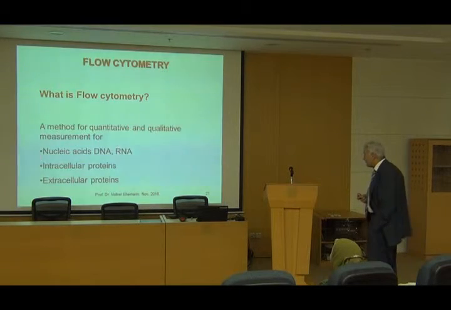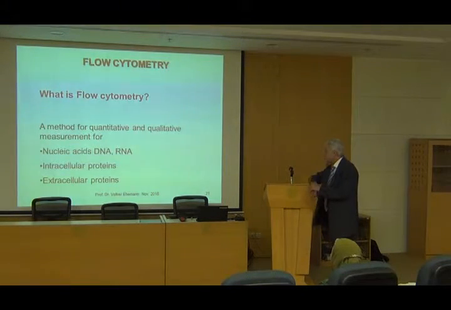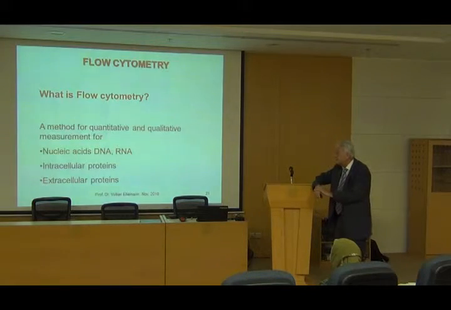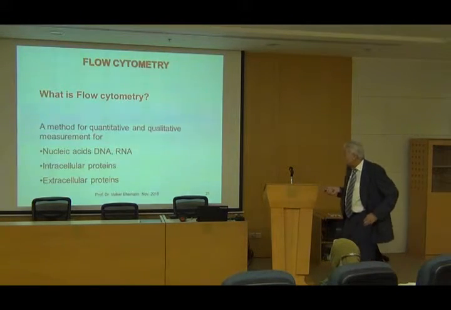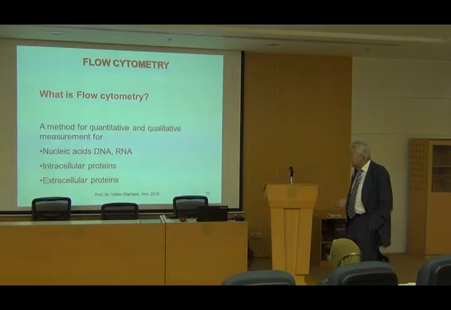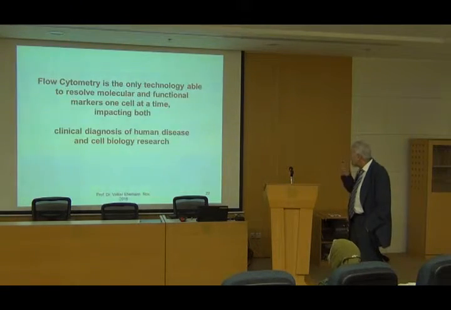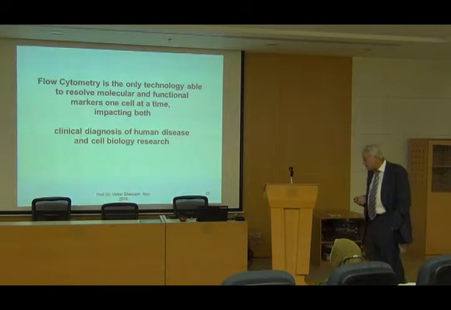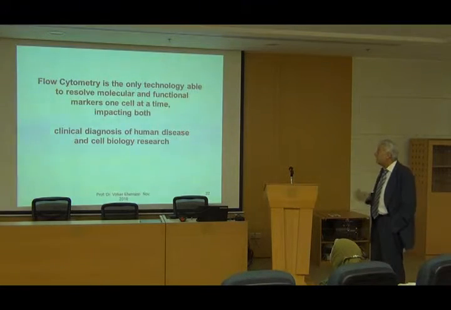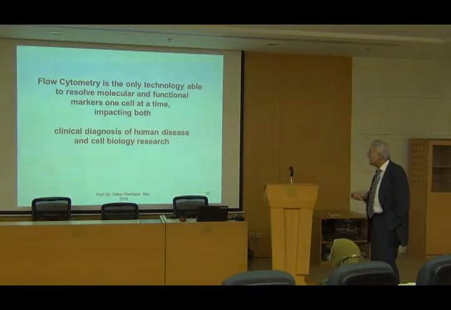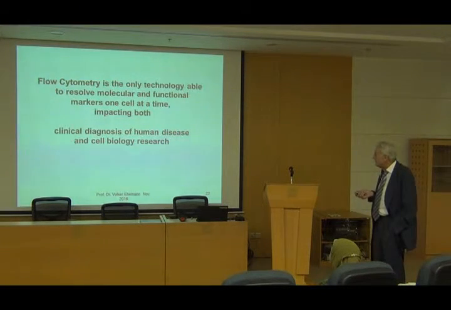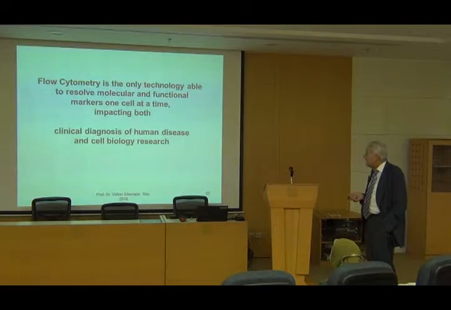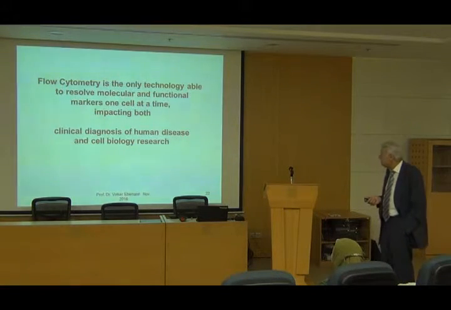What is flow cytometry? Flow cytometry is a method for quantitative and qualitative measurement of nucleic acids, such as DNA and RNA, intracellular proteins, and also extracellular proteins. Flow cytometry is the only technology able to resolve molecular and functional markers on one cell at a time, impacting both clinical diagnosis of human diseases and cell biology research.